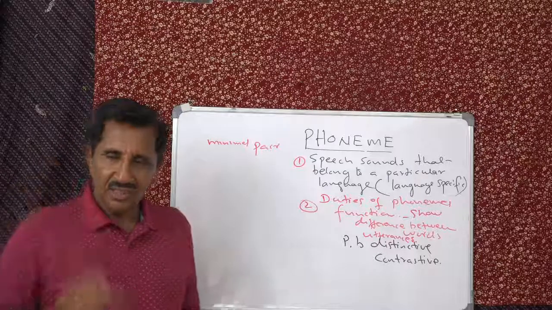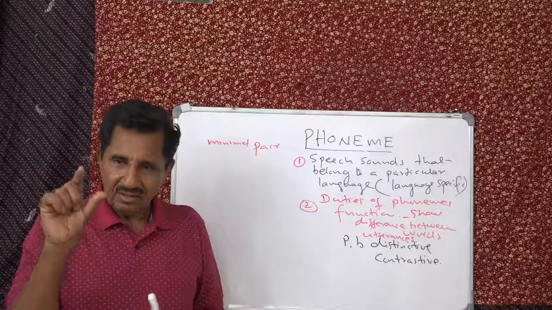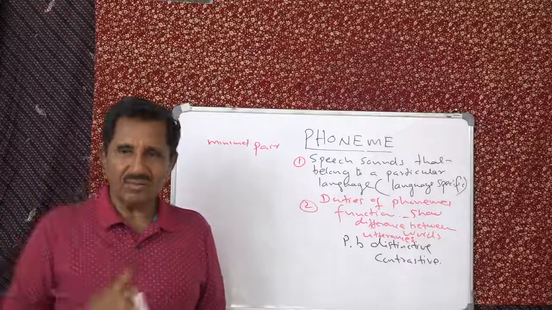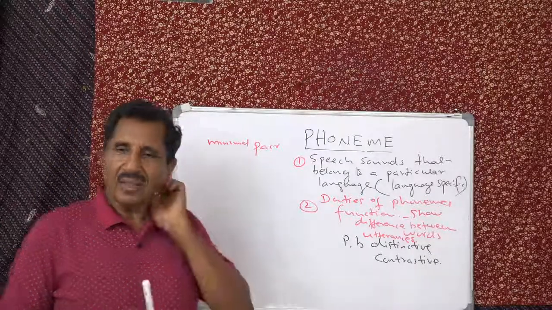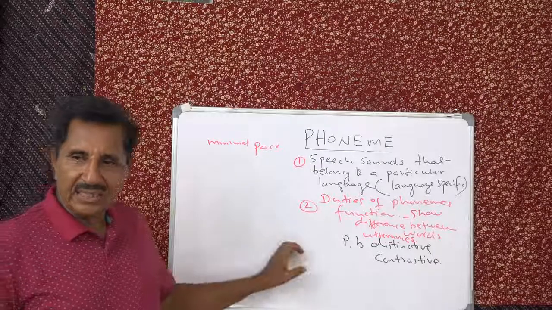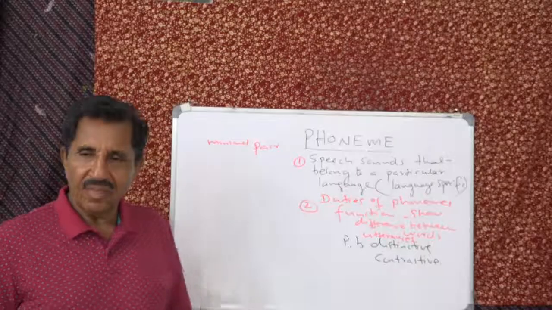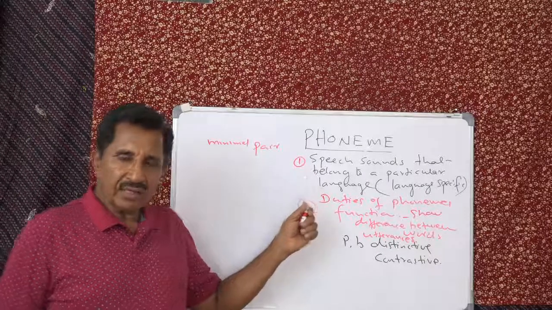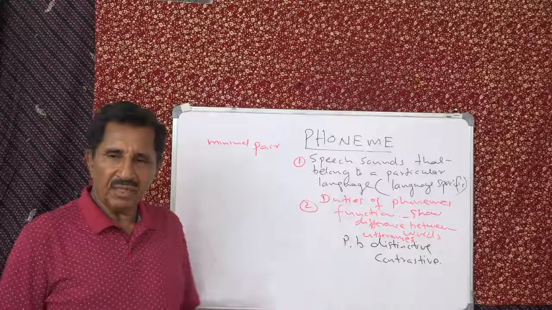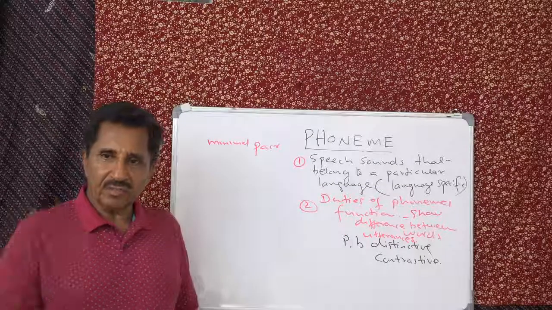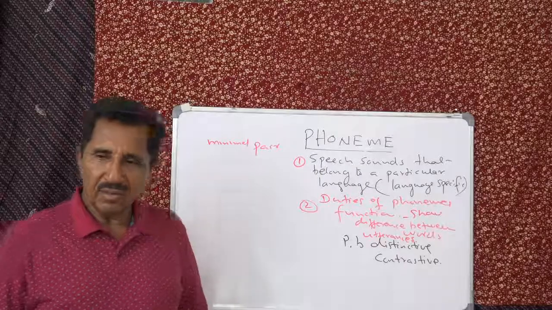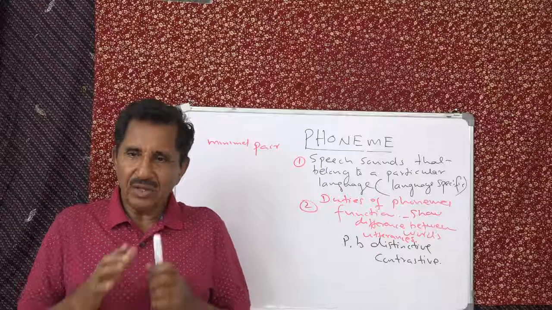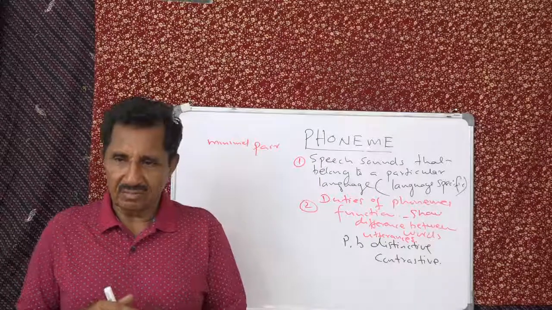Now, what is a minimal pair? It means two words that are the same except in one sound. Such a pair is called a minimal pair. You can see bin, tin, sin, shin. These are all minimal pairs. So two characteristics of the phoneme we have seen. One, phonemes are language specific. Two, they are distinctive, and therefore they can show difference between words.